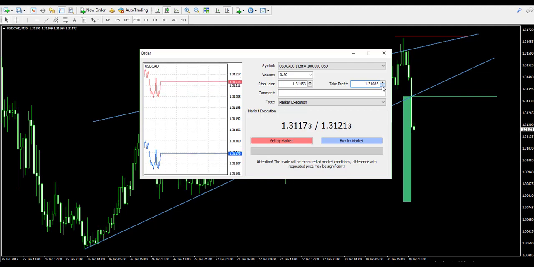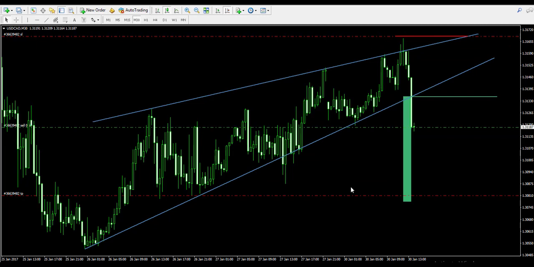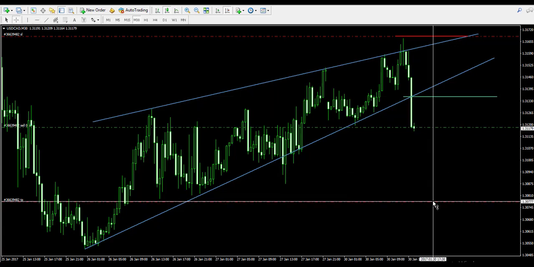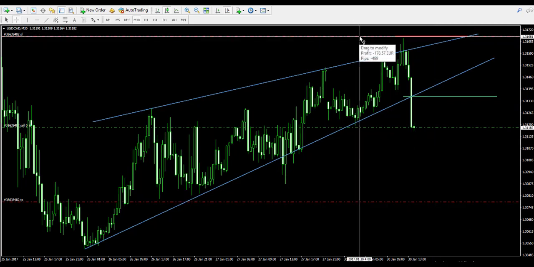At the same time, we're going to place a take profit order at the end of the distance of the rising wedge pattern in its widest part. So let's adjust the levels, stop loss, and take profit over here. So now we have our short trade with a take profit order somewhere near 1.3077 and a stop loss order at 1.3168.